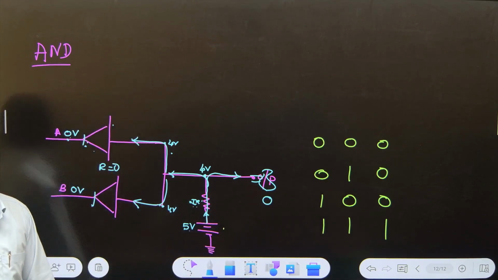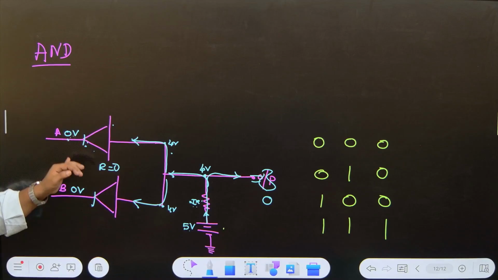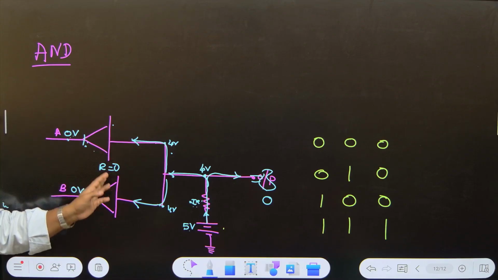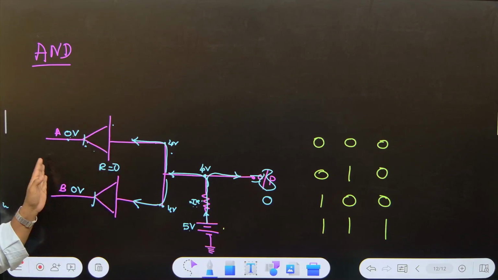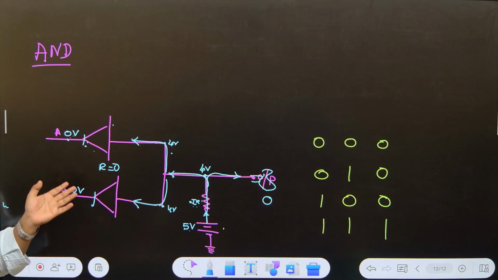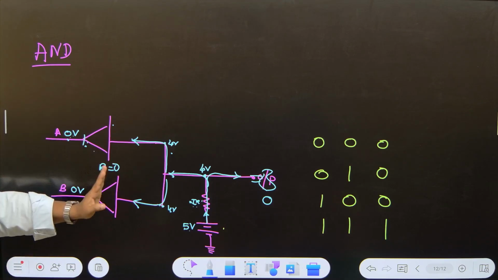You will get output 0. When you give input 0 comma 0, output is 0. Did you understand or not? Because both will be in forward bias, the current goes like this. Where it goes is not our matter, but there is no output.